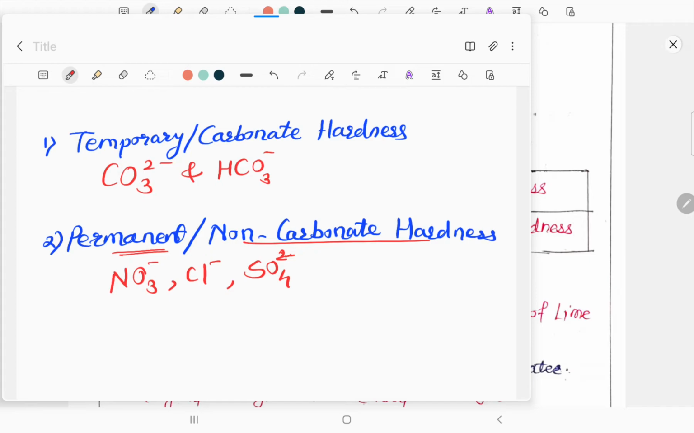This temporary hardness can be removed by simple boiling or addition of lime. This permanent hardness can be removed by the use of special techniques termed softening techniques. So temporary or carbonate hardness is caused due to CO3 2 minus, HCO3 minus, and permanent or non-carbonate hardness is caused due to NO3 minus, Cl minus and SO4 2 minus. So remember these points.